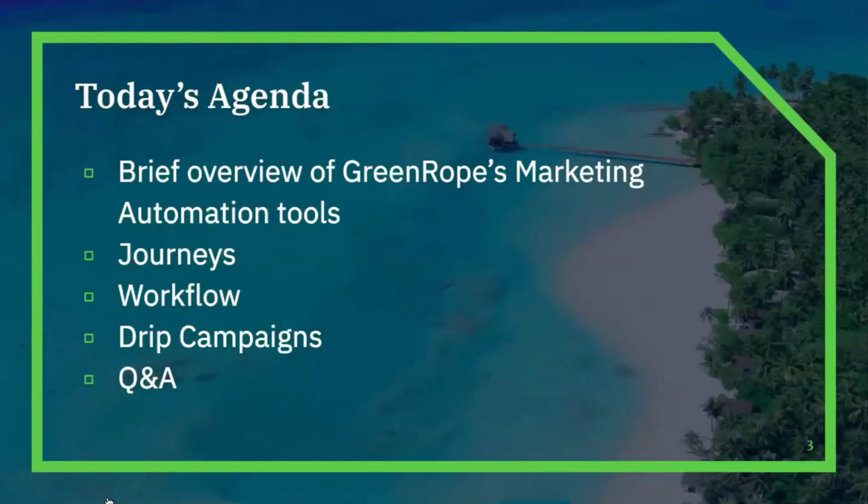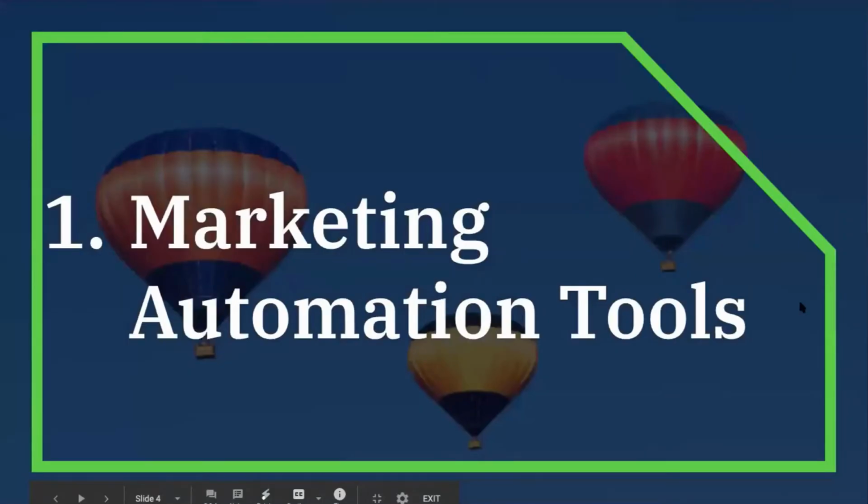All right, so today's agenda, we're going to go over just a brief overview of GreenRope's marketing automation tools, and then we're going to dive deep into journeys, workflows, and drip campaigns, and then of course we will do a Q&A. So you can put your questions into the chat box as we go along, and I will answer them at the end of every section to make sure that I'm answering specific questions about those features that you want to cover.